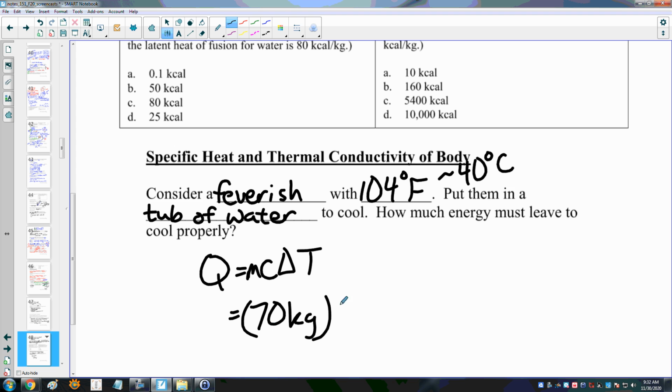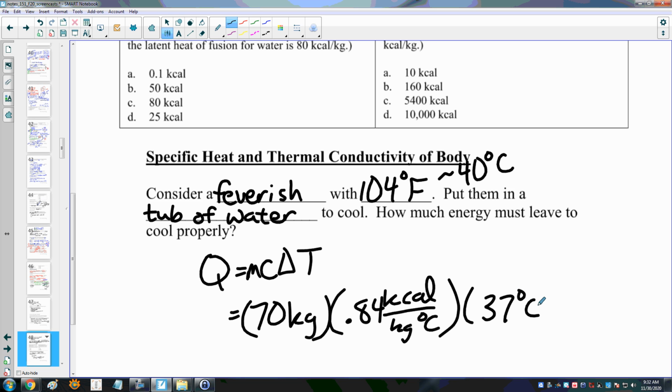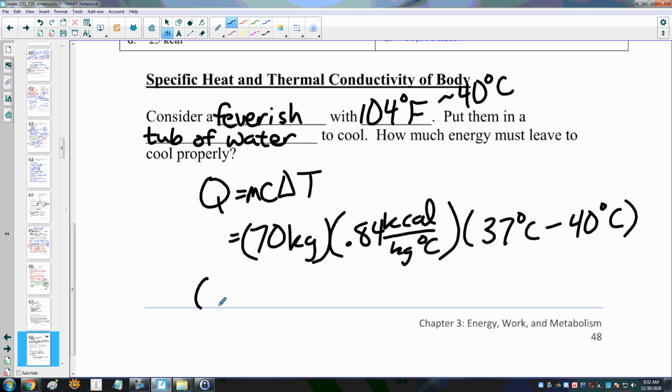The specific heat of a person is a little bit less than that of water, or about 0.84 kilocalories per kilogram degree Celsius. Remember, the specific heat of water is 1 kilocalorie per kilogram degree Celsius. And then our change in temperature is going to be the final temperature, which is 37 degrees Celsius. That's the temperature that we want to get to. And the initial temperature is 40 degrees Celsius. So my Q is going to be a negative 176 kilocalories.